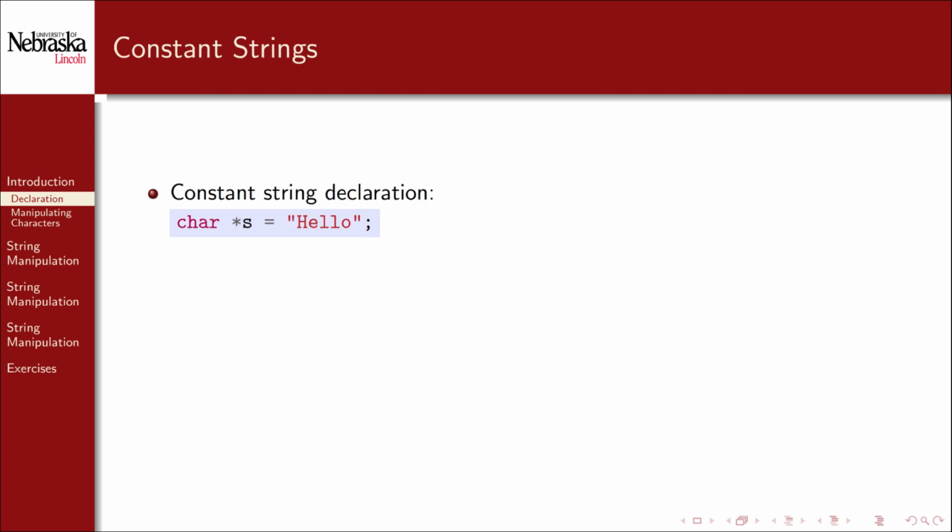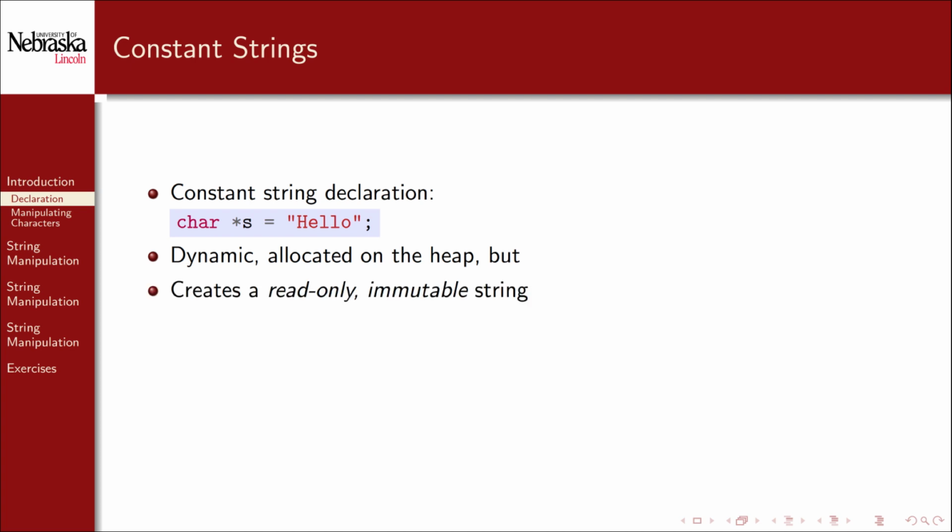Finally, you can use the following syntax to create a string. This is a constant string declaration. It creates a dynamically allocated string on the heap, but it results in a read-only immutable string, a string that cannot be changed. What's actually happening here is that the keyword const is implicitly being included, which we had previously used to prevent changes to the array.